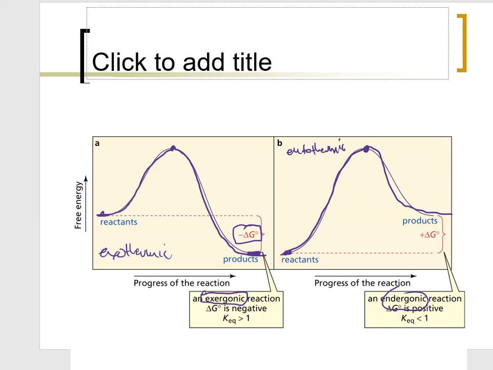So, for example, this reaction I do, it feels hot. And this reaction I do, it feels cold. It absorbs heat from the outside. That's endothermic. All right? So endothermic and exothermic can be determined by the position of the products in relationship to the reactants. If the products are lower, it's exothermic. If the products are higher, then it's endothermic.